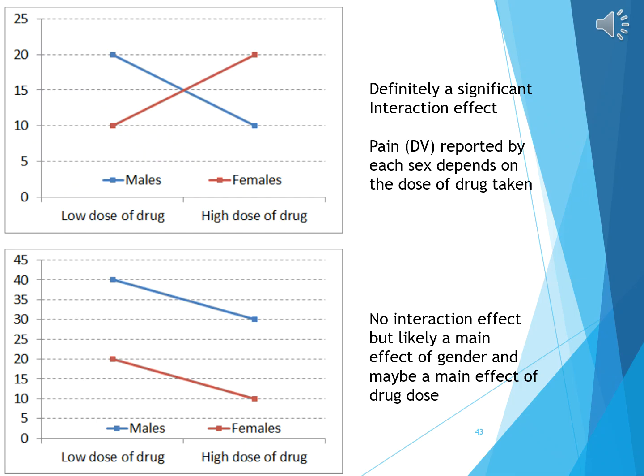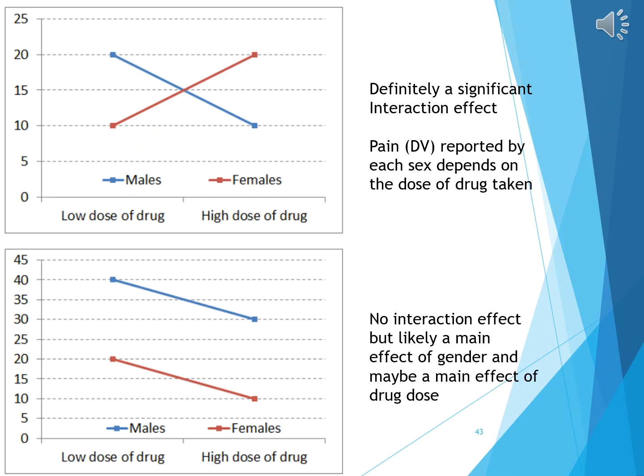What this is saying is that the pain reported, which is on the y-axis, by each of the sexes depends on the dose of drug taken. If somebody asks who reported more pain as a side effect of taking these drugs, you would have to say, well, at the low dose of the drug, the left-hand portion, males definitely reported more pain. They report a pain of 20, and females reported a pain of 10. But if we gave them high doses, the pattern flipped, such that females reported a pain of 20 and males reported a pain of 10. So these things are interdependent.